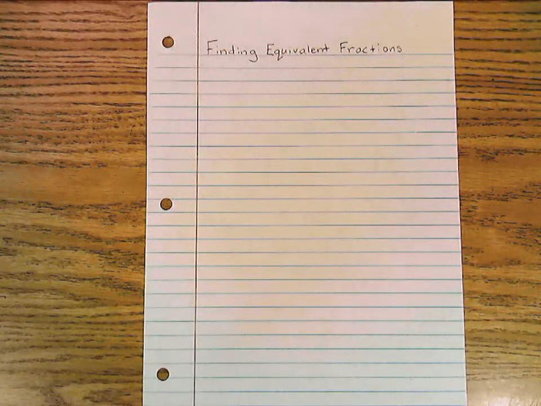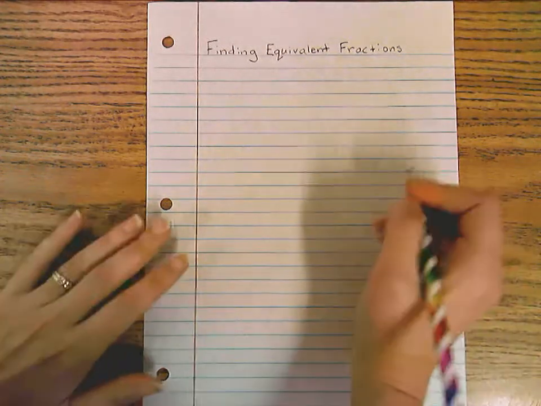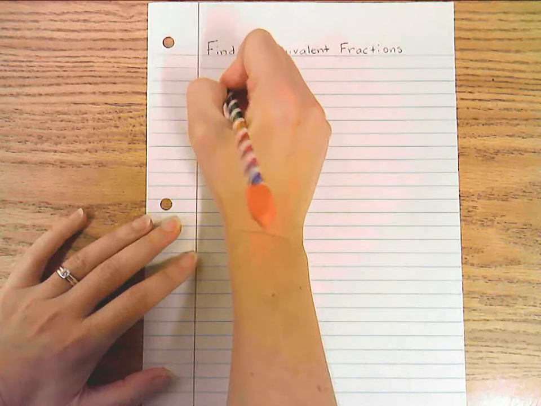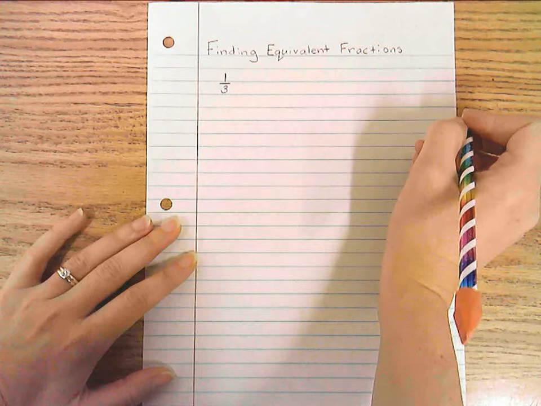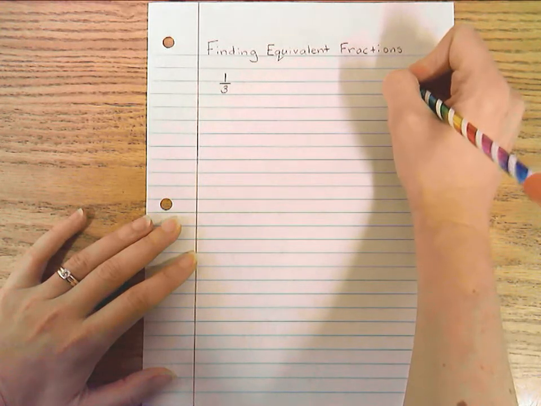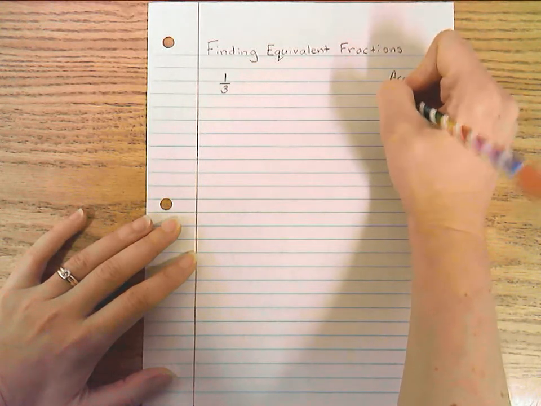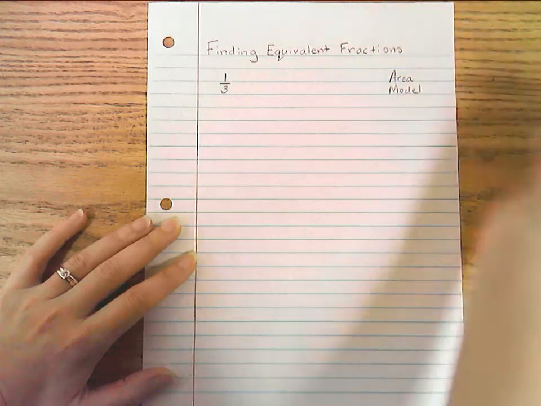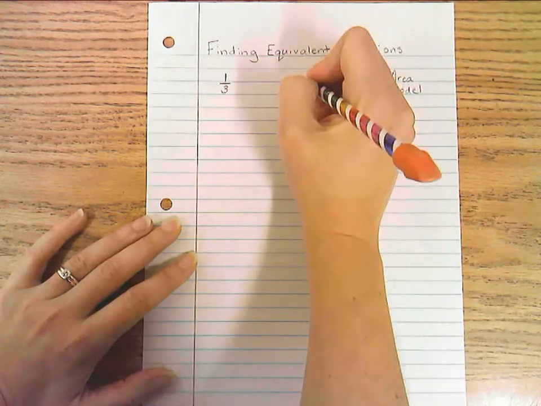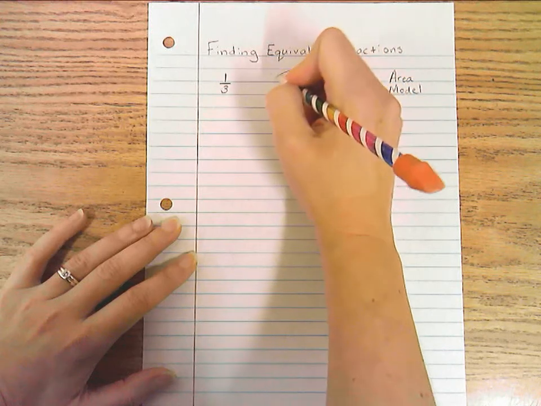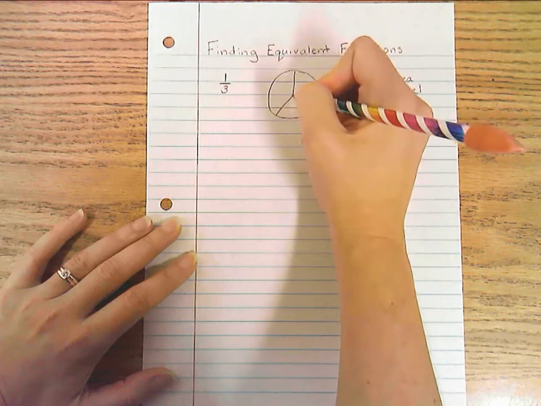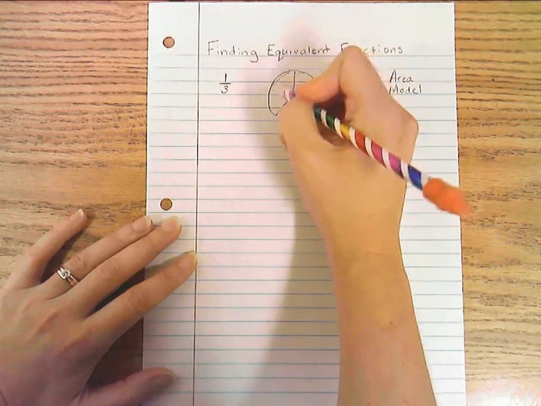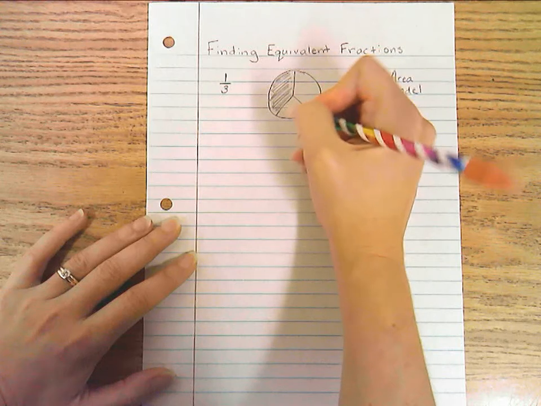Let's practice the 3 different ways that we can find equivalent fractions. I'll start with the example 1/3. One way to find equivalent fractions is to use a drawing of an area model. So in this example, you would draw some sort of simple area model. I'll do a circle. And you would show your fraction, in this case 1/3.